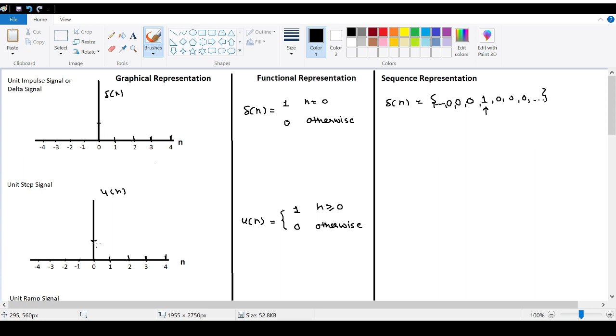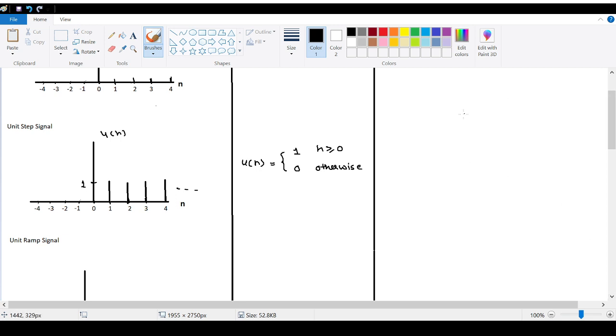Sorry, it has one amplitude over here, so it is also 1, and here at the 0th position it has one amplitude. For 1 it has one amplitude, for 2 one amplitude, for 3 one amplitude, for 4 one amplitude, and so on. For n is equal to 5 also, and for n is equal to 6 also it has one amplitude, till infinity. So this is about the graphical representation of u of n.